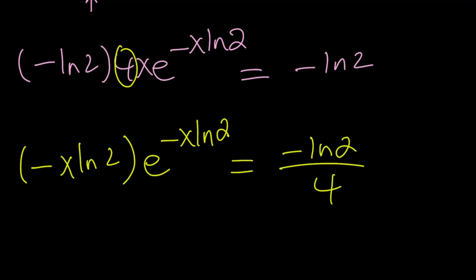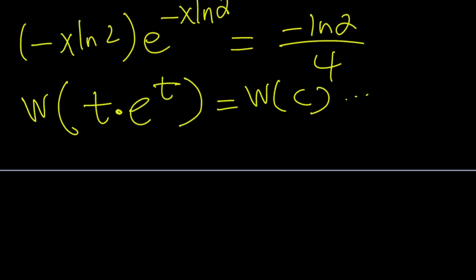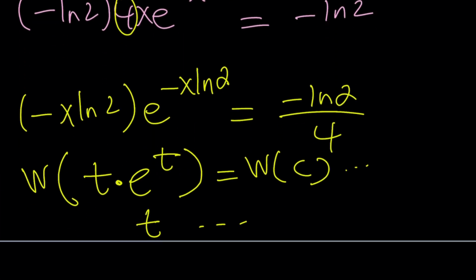And isn't this beautiful? I think it's beautiful. Why? Because we got t e to the t. Do you see that? That's what we were looking for. Now we're going to do the following. W both sides, and whatever that constant is, let's call this c, W of c. Sorry about the negative connotation, but hopefully you get the idea. This is going to be t. And then from here, we're going to solve. Make sense?